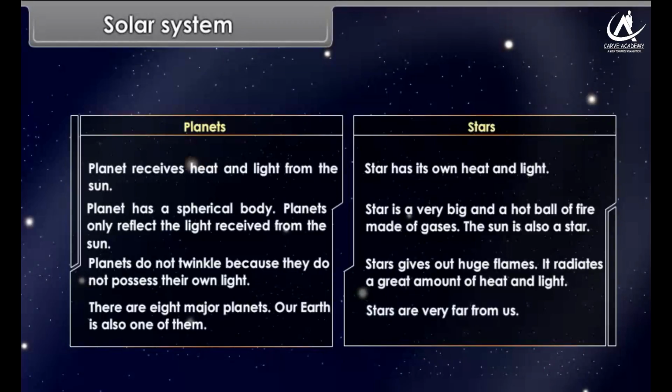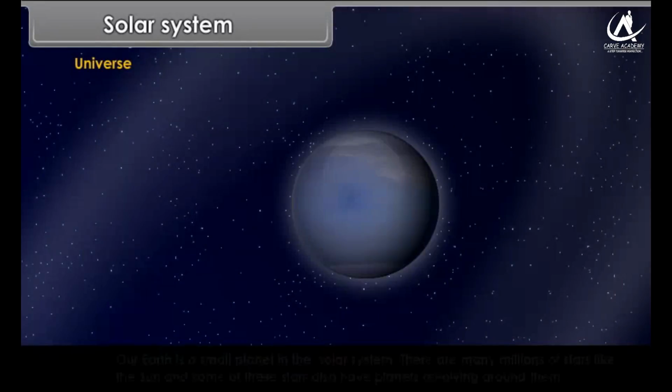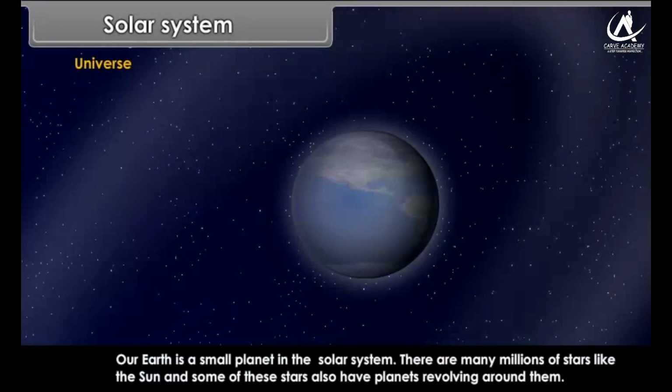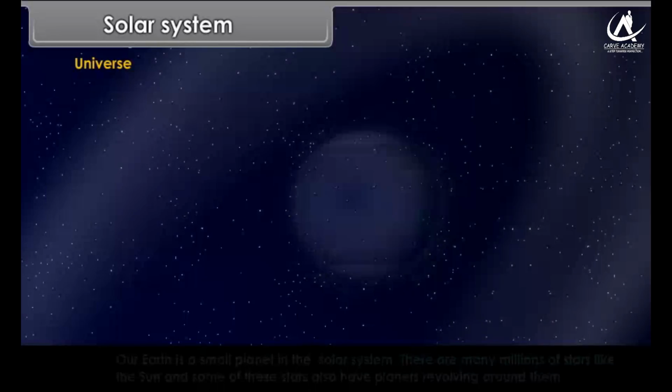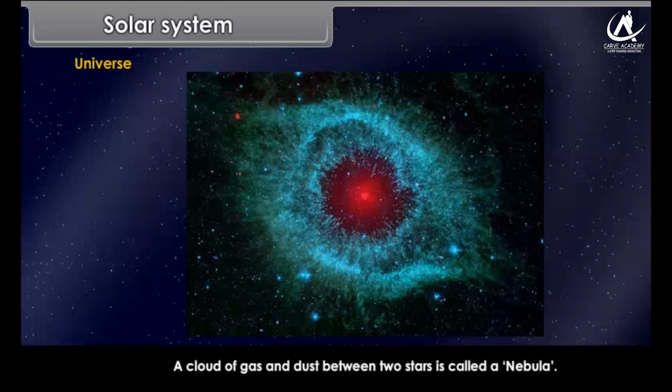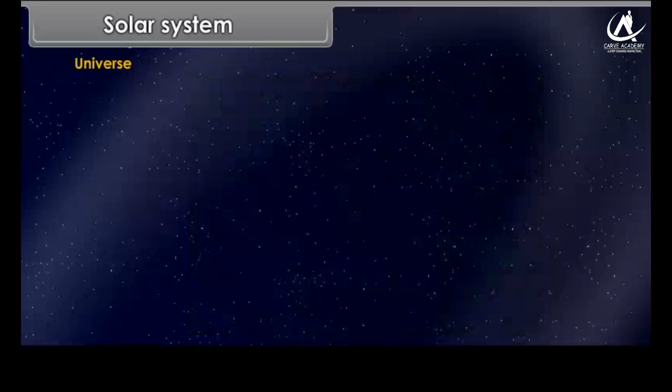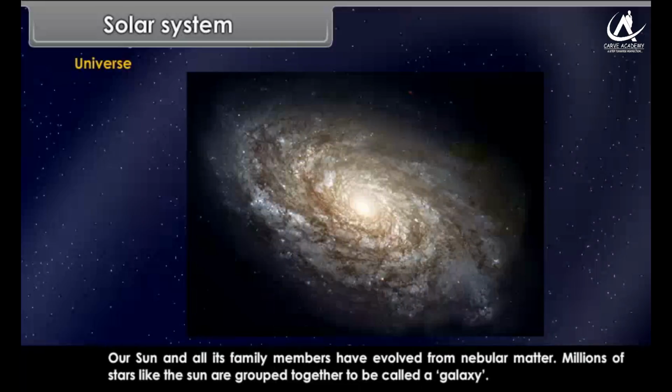Stars are very far from us. Universe. Our Earth is a small planet in the solar system. There are many millions of stars like the sun, and some of these stars also have planets revolving around them. A cloud of gas and dust between two stars is called a nebula. Our sun and all its family members have evolved from nebular matter.